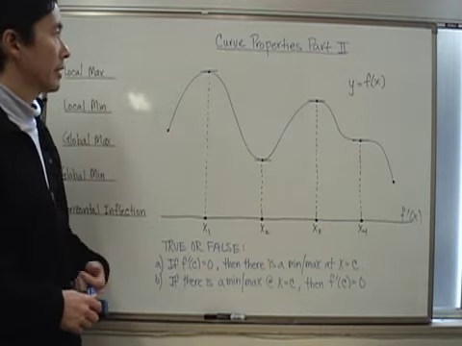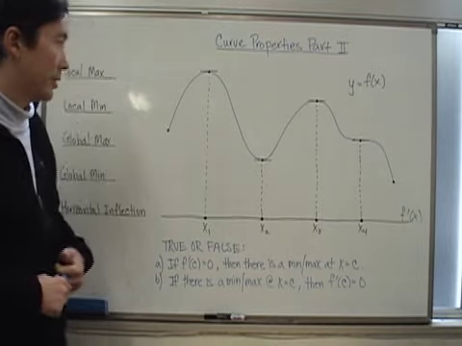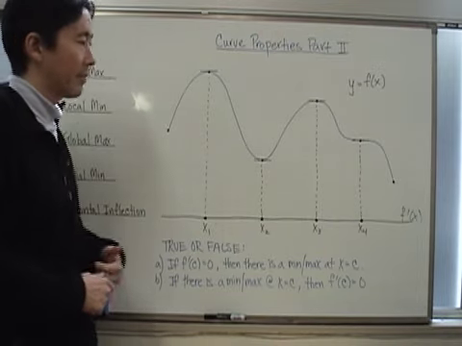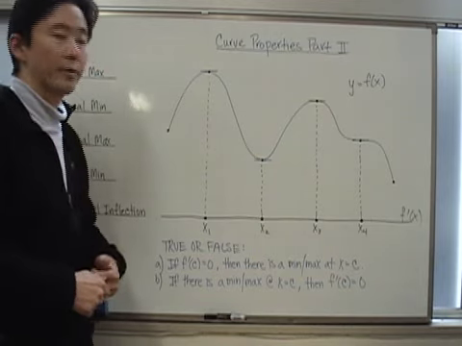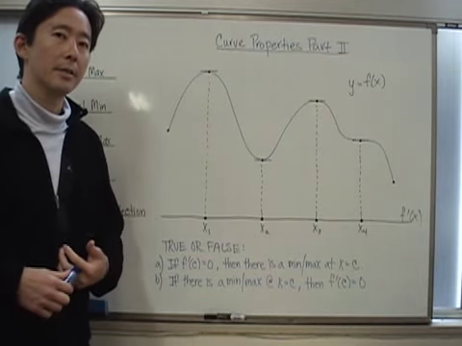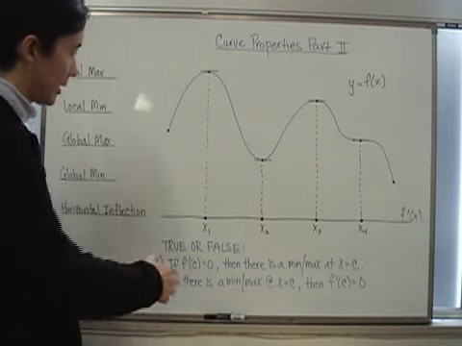Let's go ahead and take a look at curve properties part 2. What we're going to do today is analyze this graph and see whether we can conceptually understand what's going on with the first derivative and how that relates to the analysis of a particular function. So let's take a look at this graph here.